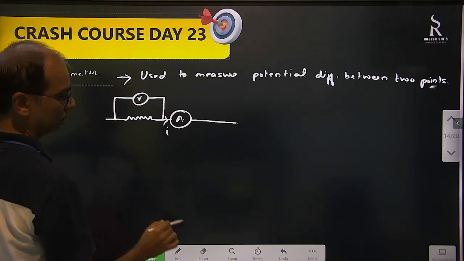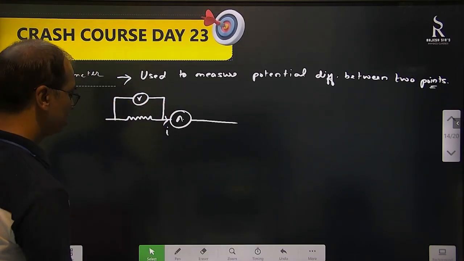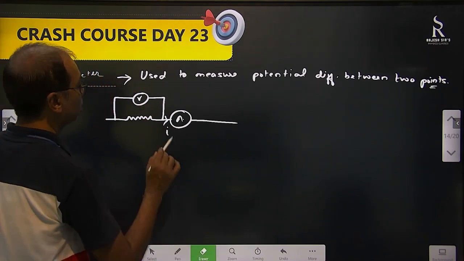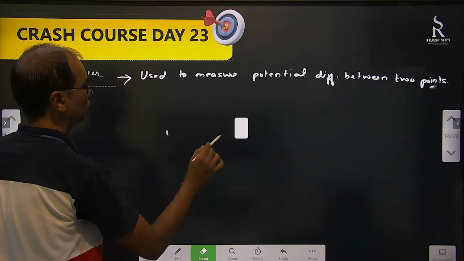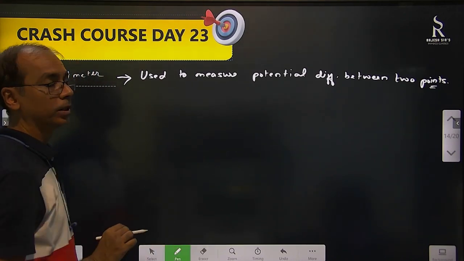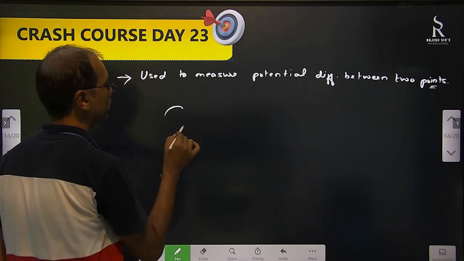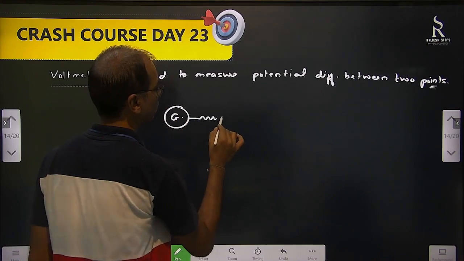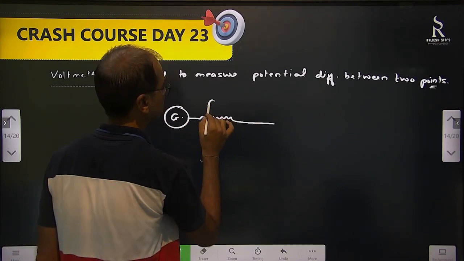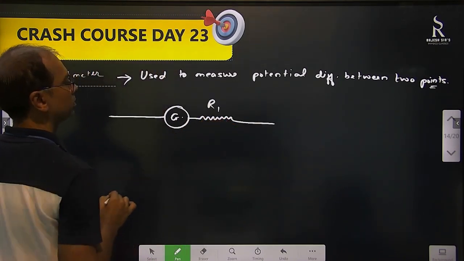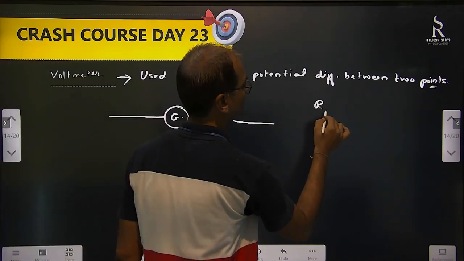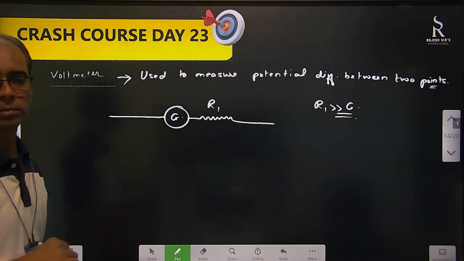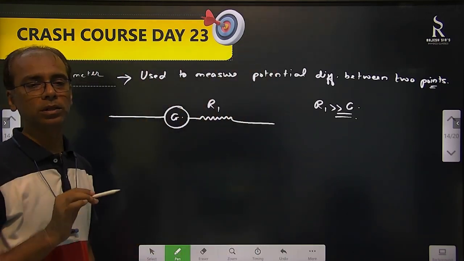What happens here? So this one is the ammeter and voltmeter. But we are actually trying to study the voltmeter first. So how is the voltmeter made? The galvanometer is here. In series with this, we connect a very high resistance, R1. This R1 is a lot more than G.